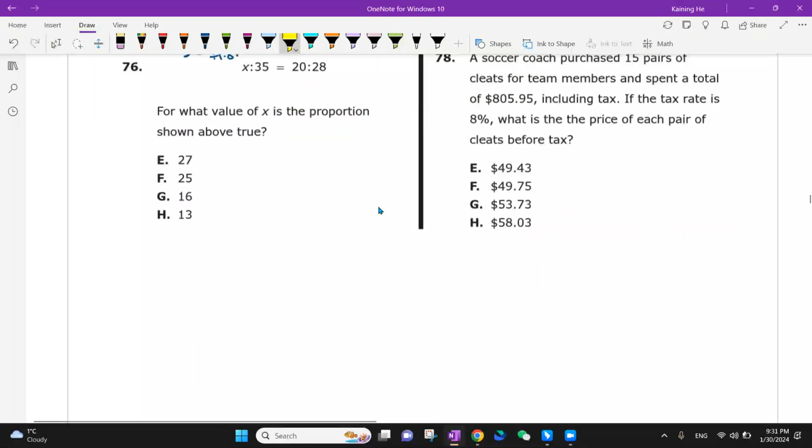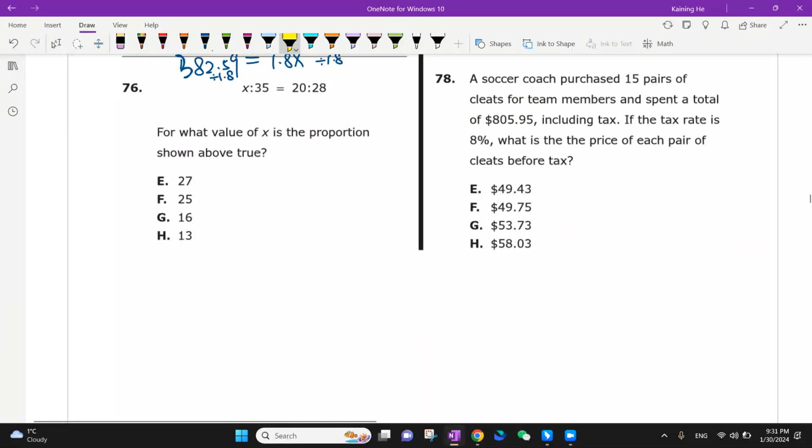Let's take a look at number 76. Now in here I have this. This is a ratio problem. It says, what is the value of x for the proportions shown above? So in here I'm going to have a few different methods. Number one, we can rewrite it. We have x over 35 equal to 20 over 28.